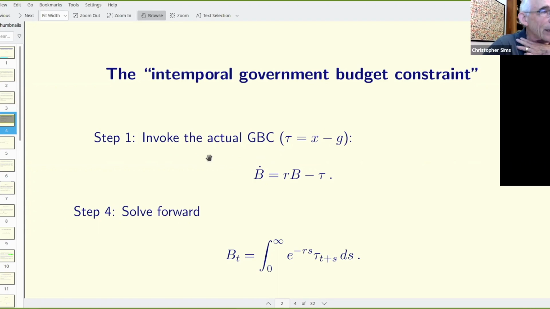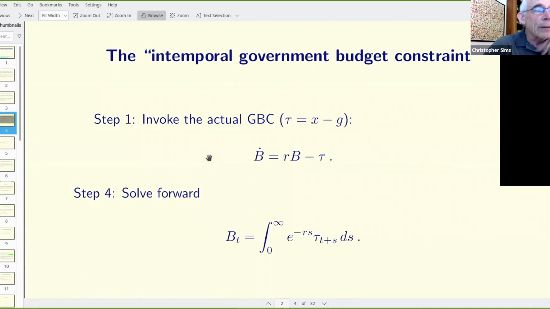One naive way to look at this is to say, well, the government's budget constraint is B dot equals RB minus tau. Tau is the primary surplus, X being taxes and G being expenditures. B dot, the rate of growth of debt, is the real rate of interest on debt minus the primary surplus. You solve that unstable differential equation. So long as R is greater than 0, it's unstable. You solve it forward, and you get this expression that debt is the discounted present value of future primary surpluses.